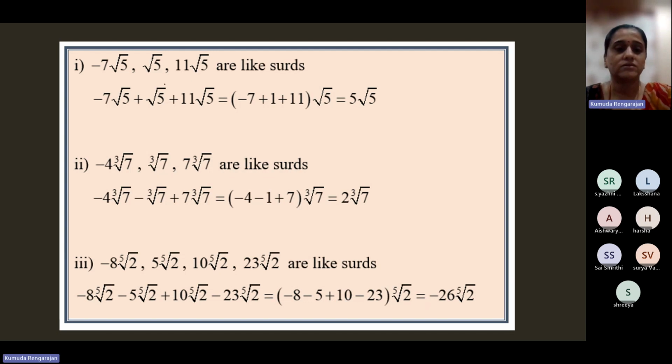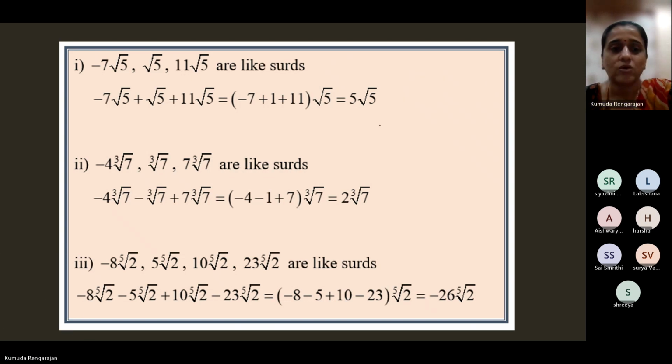So look at this situation. Here we have minus 7 root 5, root 5, and 11 root 5. Now we know that 5 is an imperfect square. 5 is not a perfect square. So the square root of 5 is an irrational number. The value of square root of 5 is a non-terminating, non-repeating decimal. So square root of 5, or root 5, is irrational.